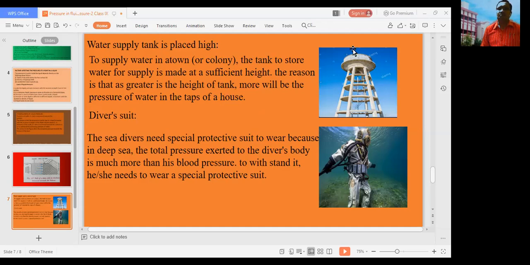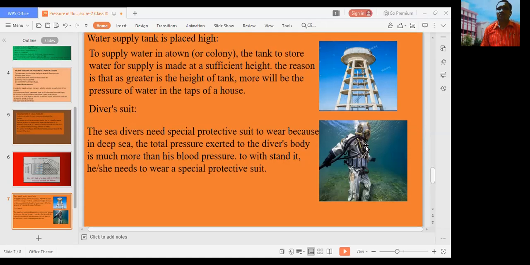As height increases, pressure increases. So the greater the height of the tank, the more the pressure of the water in the taps. For that reason only, water tanks are constructed at a certain height.